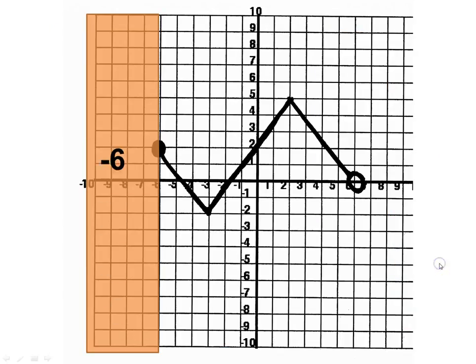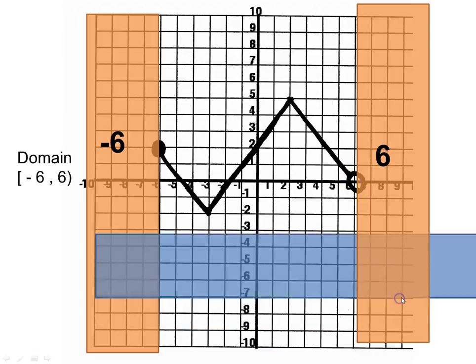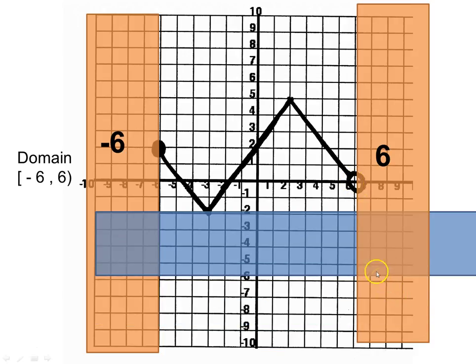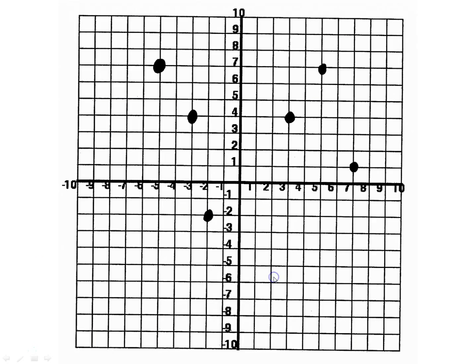All right, we'll run through this one real quick. -6, 6, domain. -6, +6, bracket, parentheses. All right. Sticky note at negative, that's supposed to be -2, isn't it? And sticky note at 5. So now we have -2, because that's our sticky note, to 5. All right.